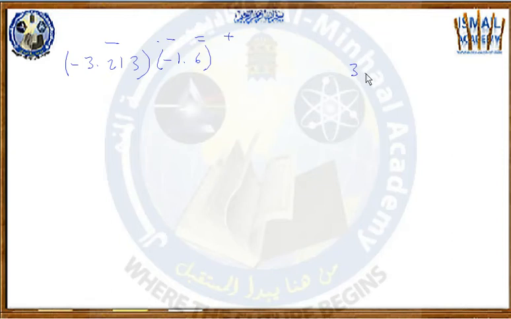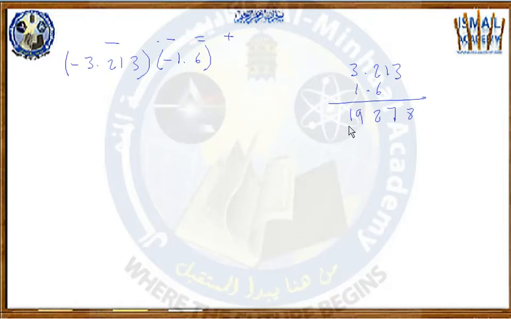So what I do is the regular multiplication. 3.213 times 1.6. When I multiply, I forget the dot. I multiply as a regular. Okay? So 6 times 3 is what? Is 18. Carry 1. 6 times 1 is 6, and 1 is 7. So 6 times 2 is what? Is 12, and carry 1. Yes? 6 times 3 is 18, and 1 is 19. You see? Multiply as a regular. No big deal. Forget the dot.